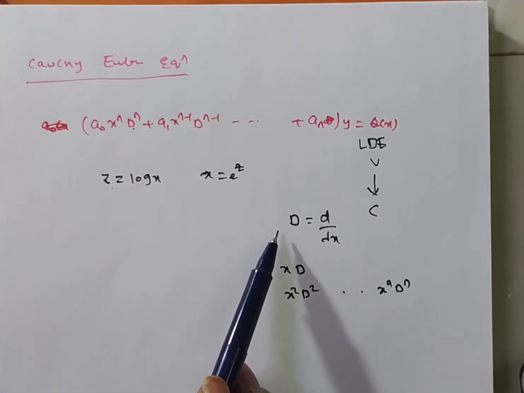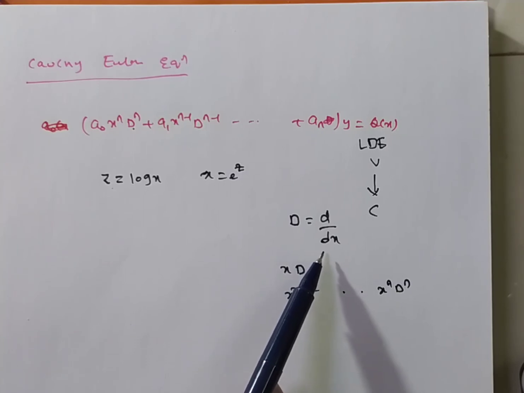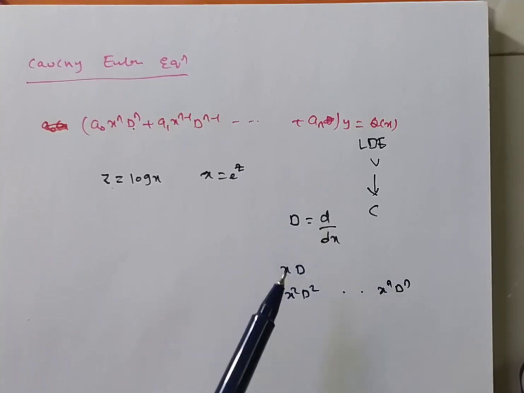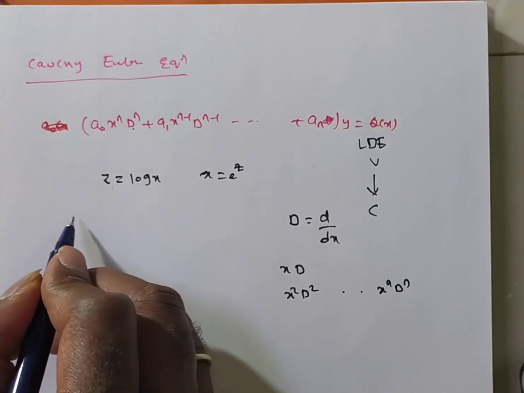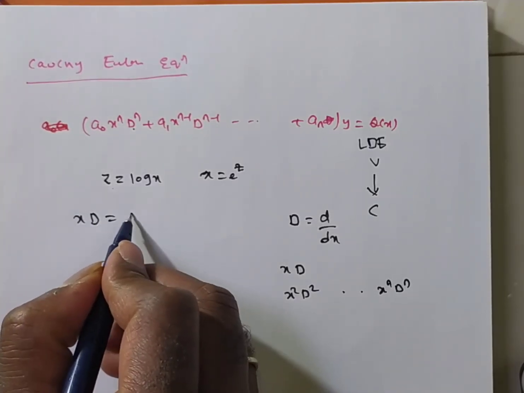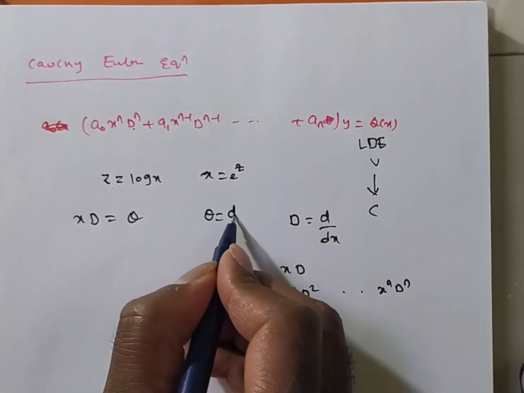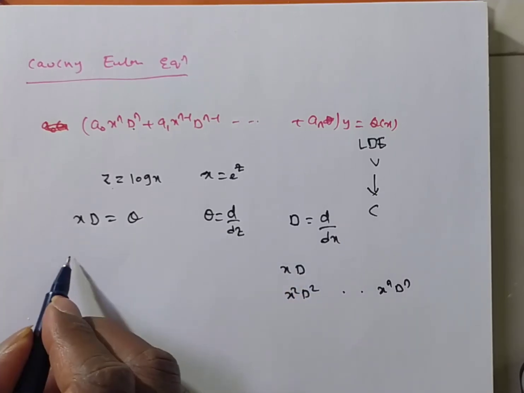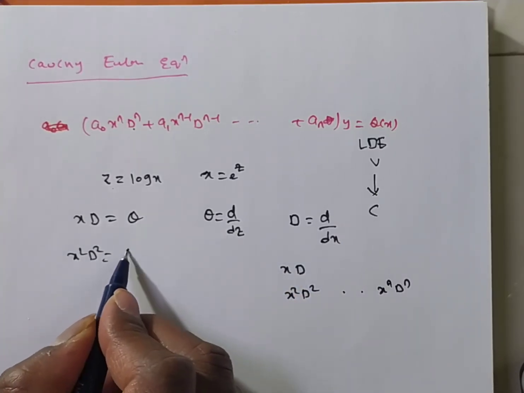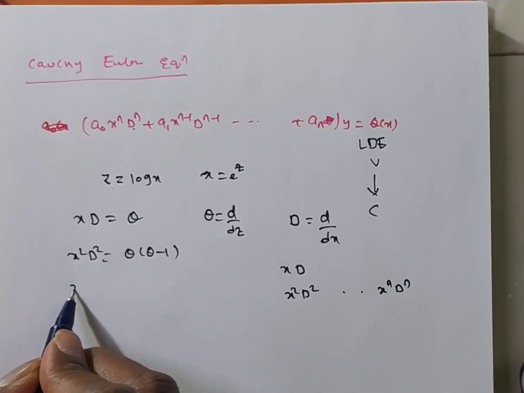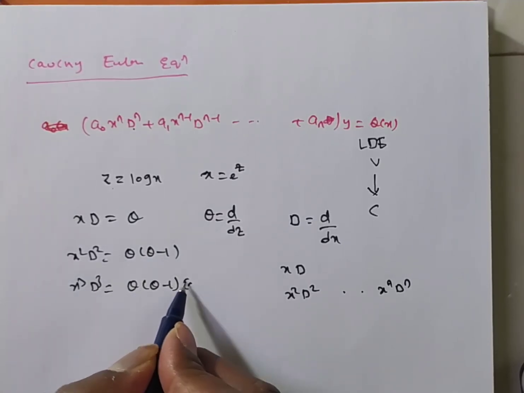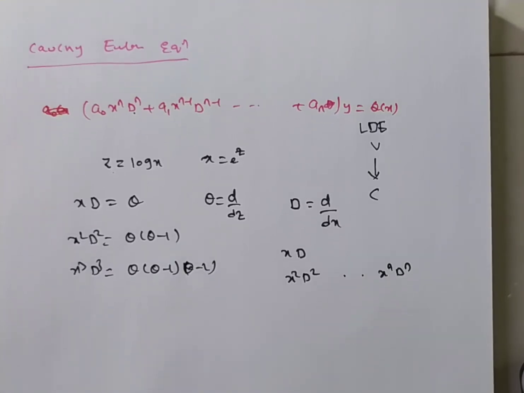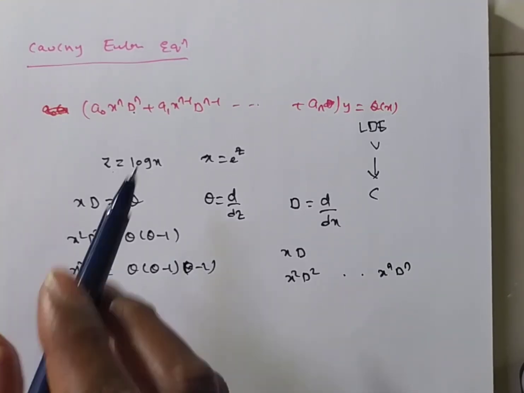This D is nothing but differentiation with respect to x. Now we have to convert this into differentiation with respect to z. How can you convert? xD we can write as theta, where theta is nothing but d by dz. Next, x squared D squared we write as theta into theta minus 1. x cubed D cubed is equal to theta into theta minus 1 into theta minus 2. Now we have to substitute all these values in the above equation.